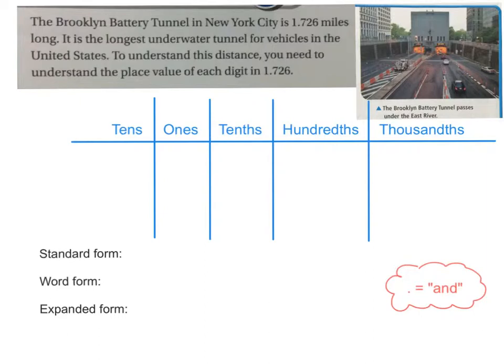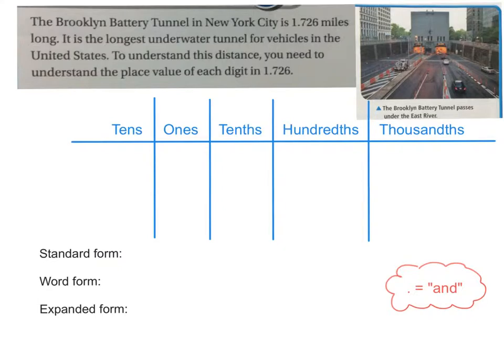Cool, right? So you will see up here, and I want you to write in your notebook this chart. It says tens, ones, tenths, hundredths, thousandths. What do we call this kind of a chart? What do we call this chart? Do you even know? A place value chart, because it's a chart that helps us organize our place values. So go ahead and set up this place value chart in your notebook.